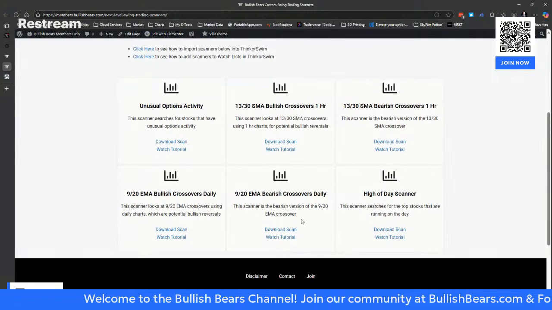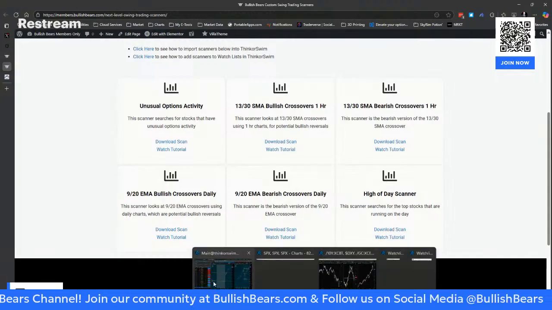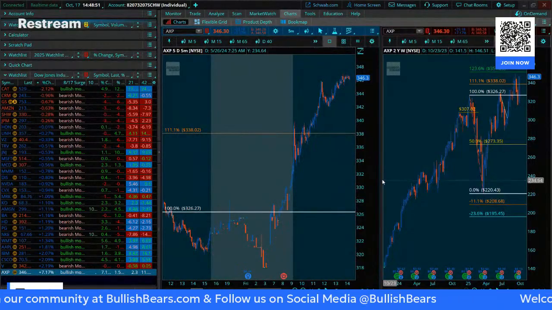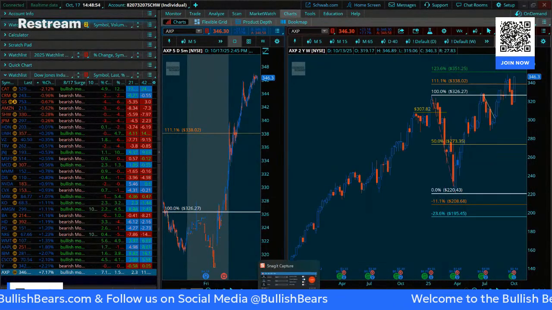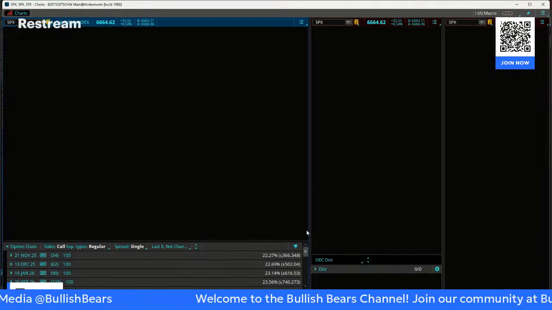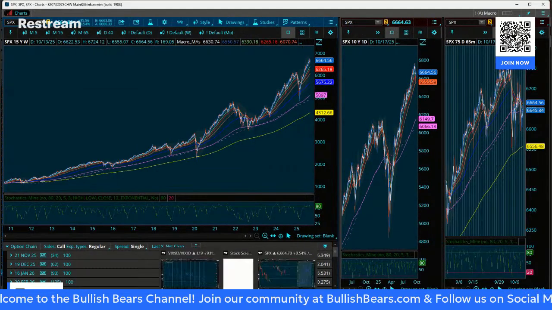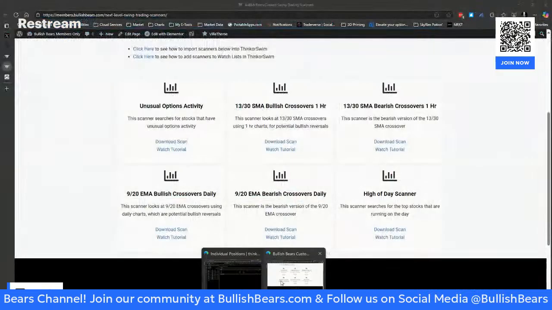all right, the bearish version of the 920 cross. When it comes to scanners, one of the first things that I did to better understand scanning when I was new was I would build the thing that it said it was scanning for. And that one, it's a moving average crossover, right?